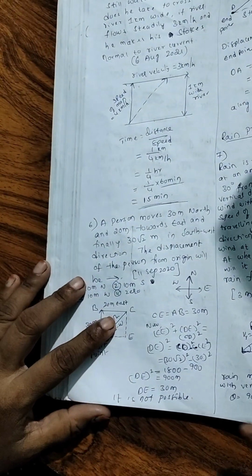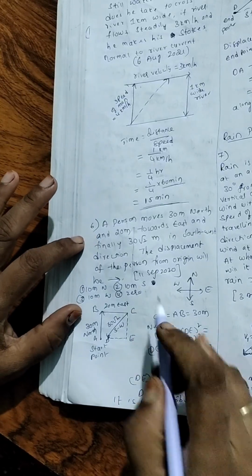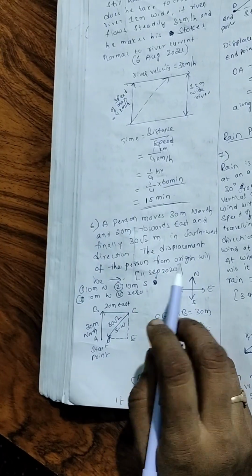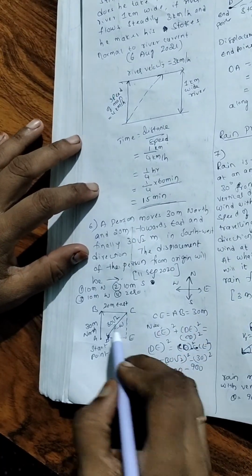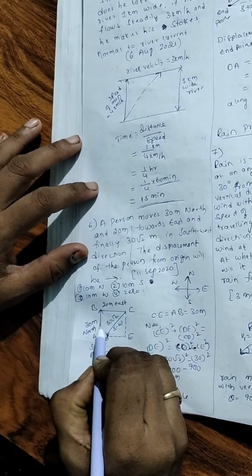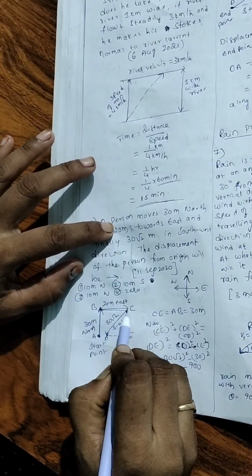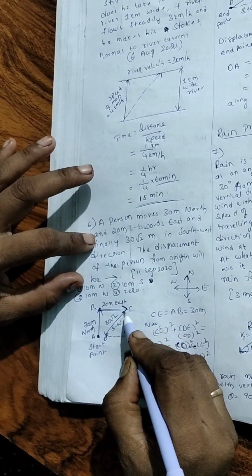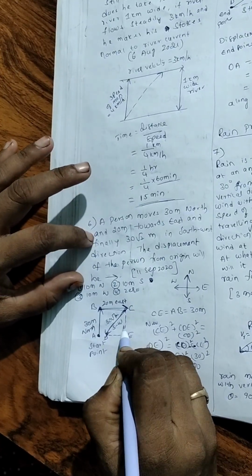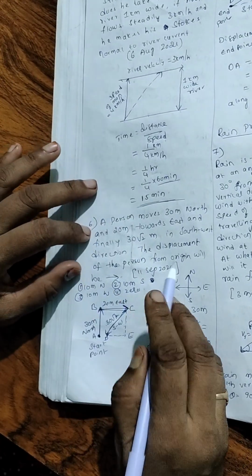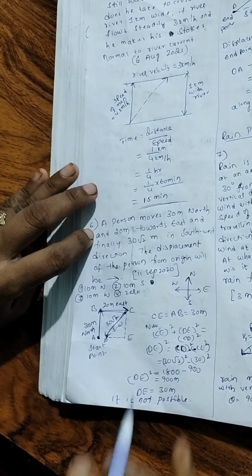Now next, it was asked on 6th August 2021. Next, the question of 11th September 2020. A person moves 30 meter north. Let this be the start point, 30 meter north. Again 20 meter east. And finally 30 root 2 meters in southwest. He is asking to find the displacement from the origin.